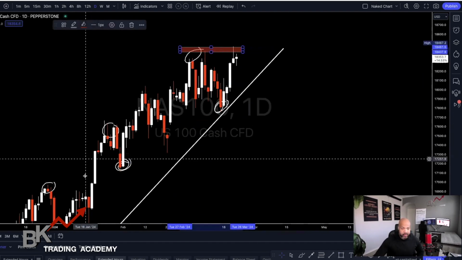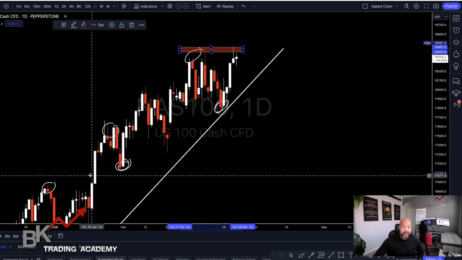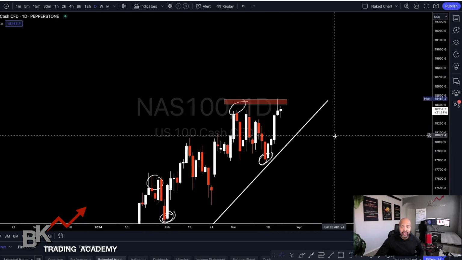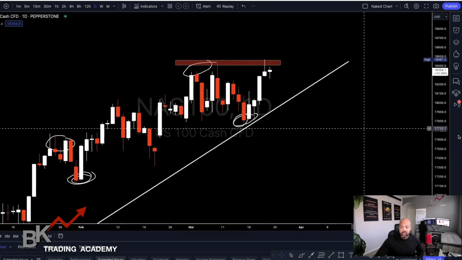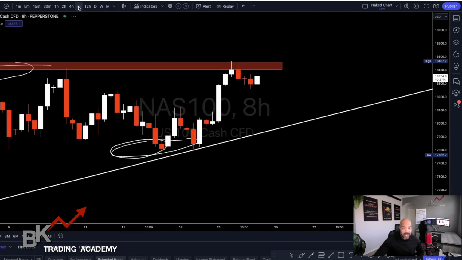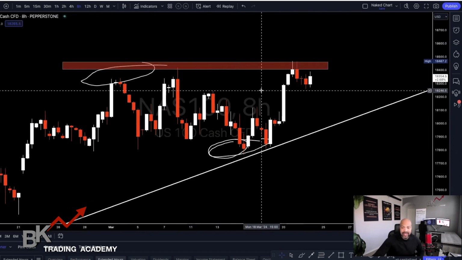So now all of this price action down here is irrelevant. I already determined my higher highs and higher lows. This is irrelevant. Now you start to scroll in and then drop down to a lower time frame. Okay, let's go to the 8-hour time frame. Now each candle represents 8 hours.